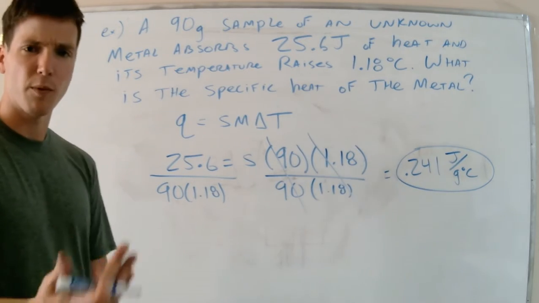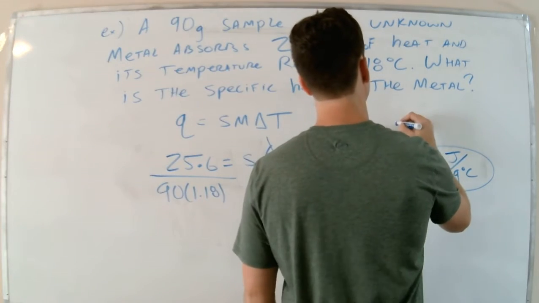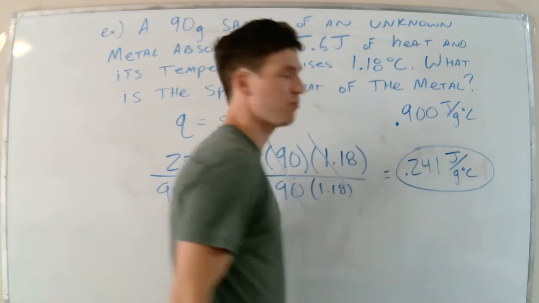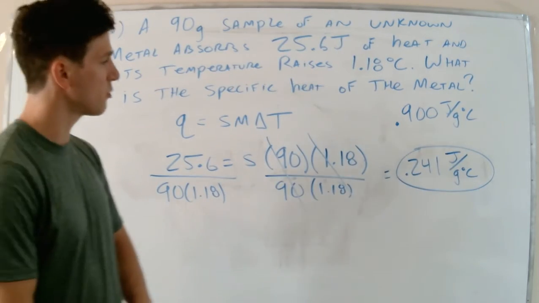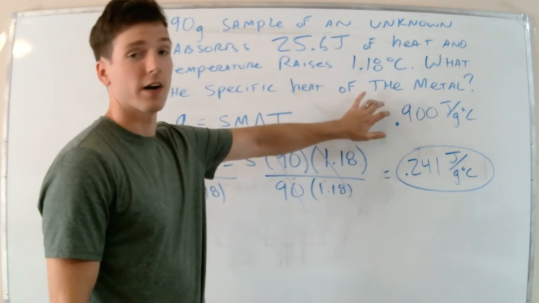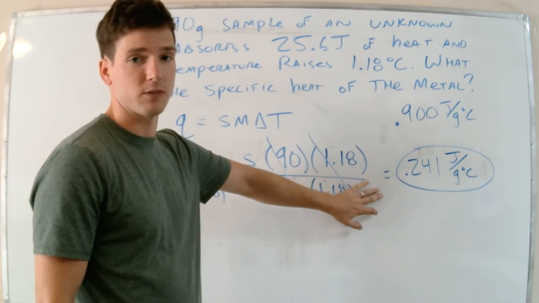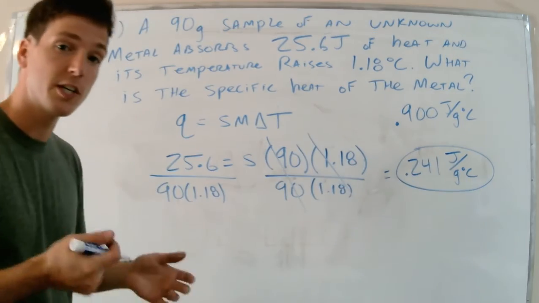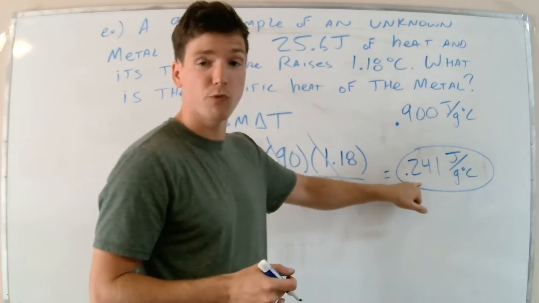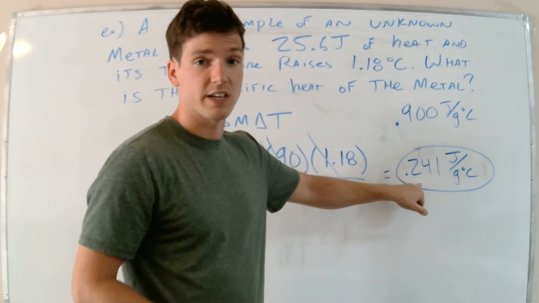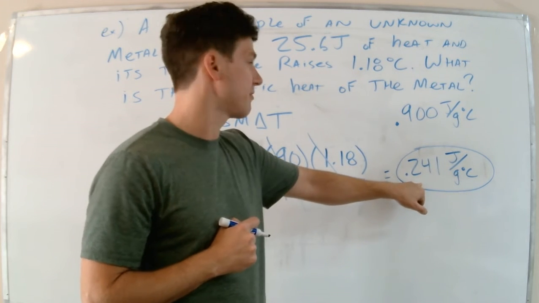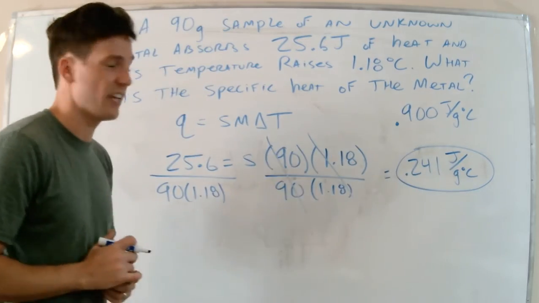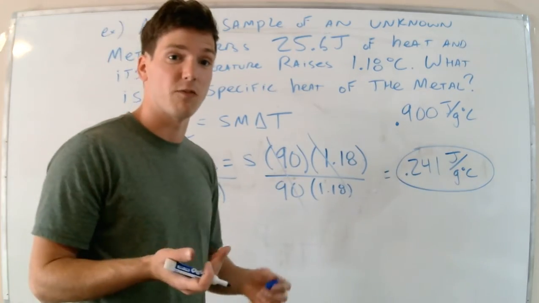All right. Remember, I said that aluminum had a specific heat of 0.9 joules per gram degrees Celsius. So which one's easier to heat up, our aluminum or our unknown metal? Our unknown metal is easier to heat up. It's got a smaller specific heat. It only takes 0.241 joules to raise 1 gram of it 1 degree. Aluminum takes 0.9 joules to raise 1 gram of it 1 degree Celsius.